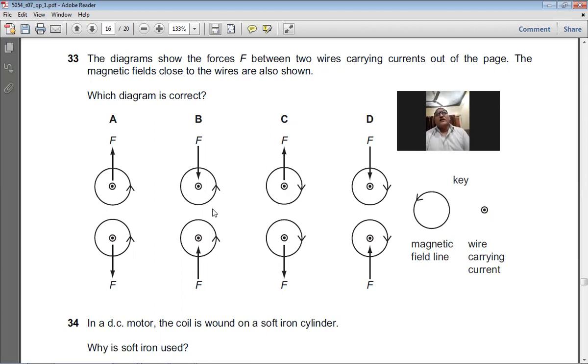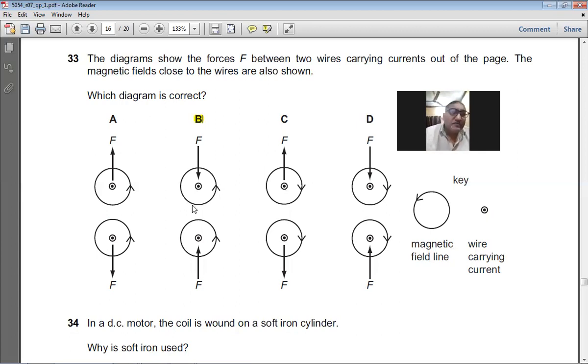Now I can use the right-hand grip rule for a straight conductor to find the direction of the magnetic field. You see, the current is coming towards me, out of the page. With my right hand, my thumb is in the direction of the current coming out of the page, and the curls of my fingers are anti-clockwise. So the direction of the magnetic field should be anti-clockwise. On this basis, I can say that B is the right option, sir.